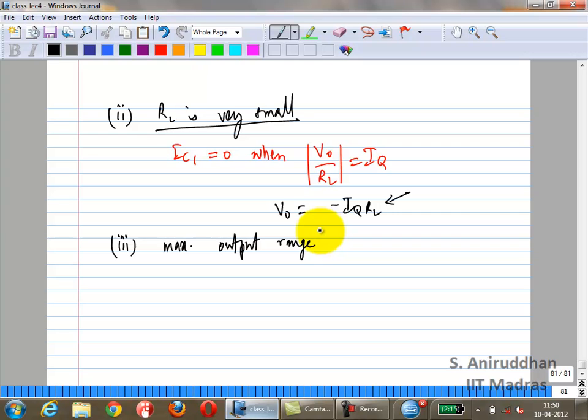Okay, but ideally for maximum range, you don't want to depend on Q1 getting cut off, because Q1 is what you use for the positive half cycle. You actually want the maximum voltage range will happen when Q2 actually goes into saturation. That is what you can actually sustain as far as the current source is concerned. So you are going to choose minus IQRL. So you still have to go with this condition, VO equals minus IQRL.